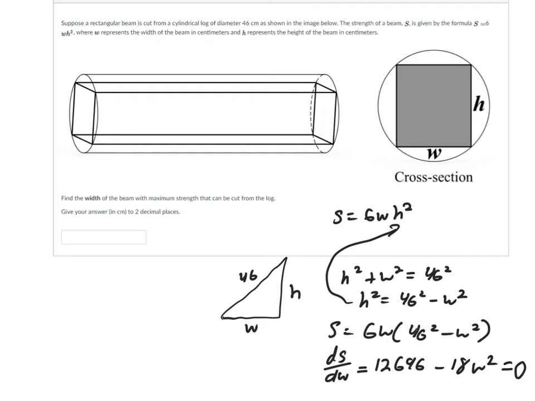Because we are trying to optimize the width, whenever we're optimizing, we want to find the critical points, which means we set it equal to 0. So we take 12,696 divided by 18, and then the square root of that gets us a width of 26.55. That'll be in centimeters, and that's our answer.